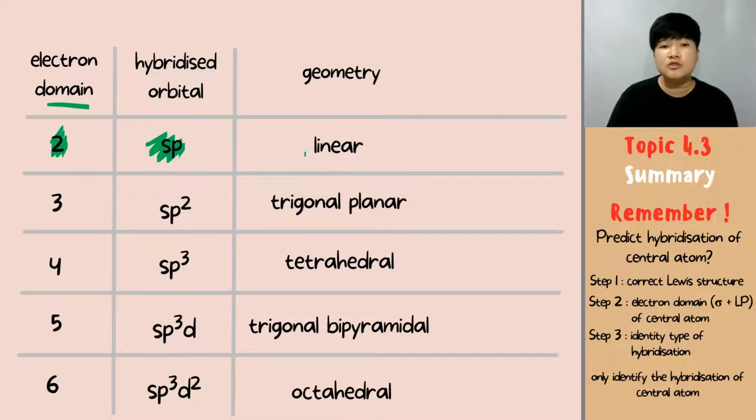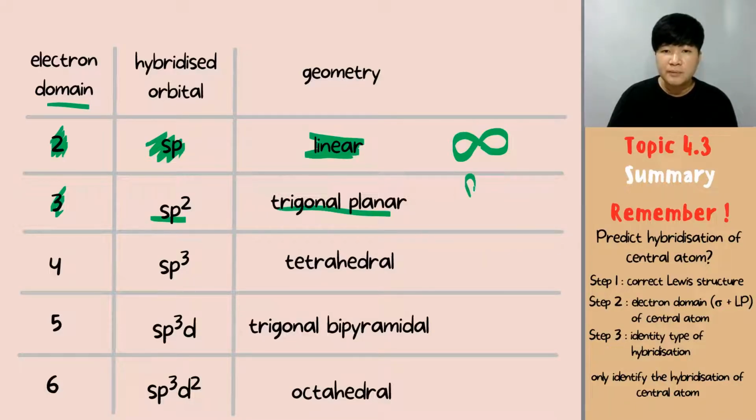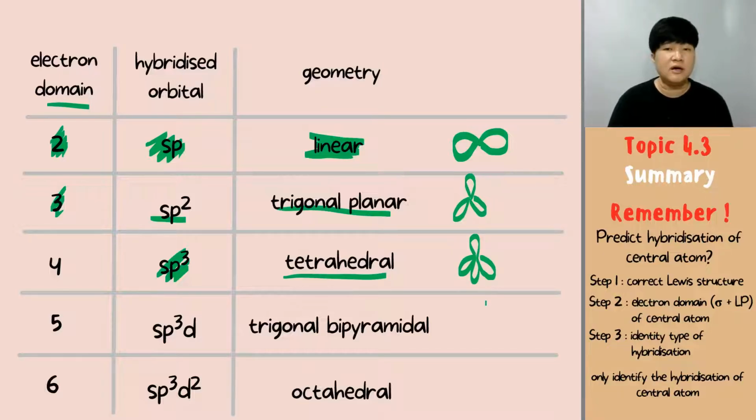Okay? So after you have your correct Lewis structure, know your electron domain and also the hybridized orbital, you then need to know the geometry. With that in mind, your linear shall look something like this. That is how your linear looks. When you have electron domain 3, hybridized orbital sp2, which is a trigonal planar, your trigonal planar shall look something like this. I hope you remember the geometry of each and every one of them. When you have sp3, which is a tetrahedral, your tetrahedral shall look something like this. Alright, that is your tetrahedral.